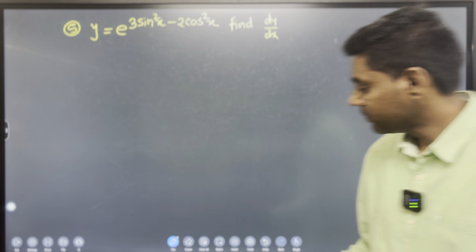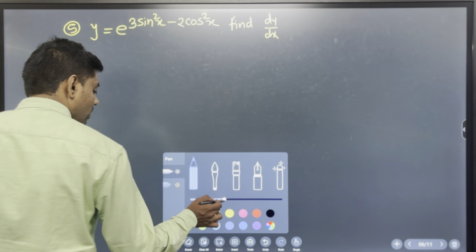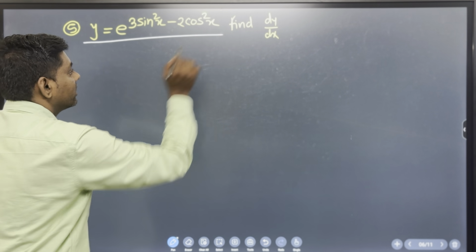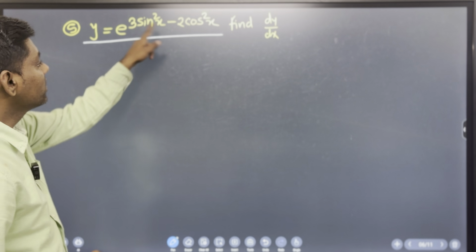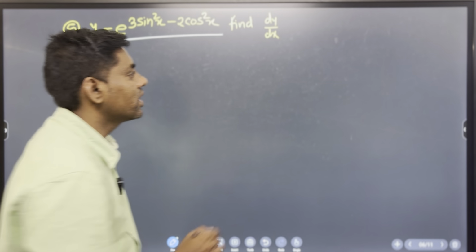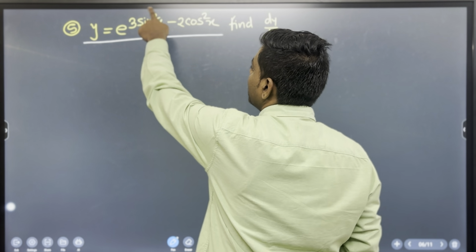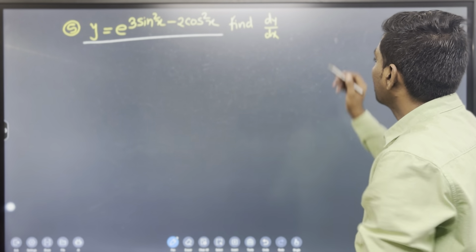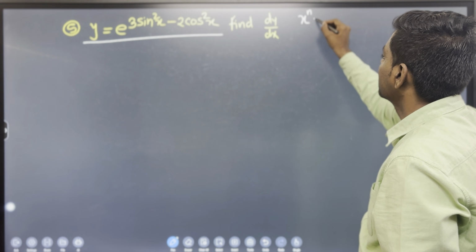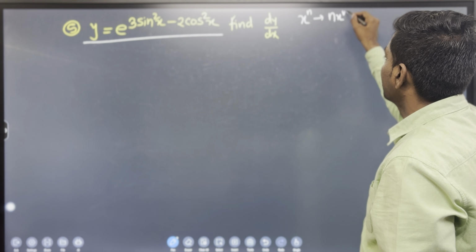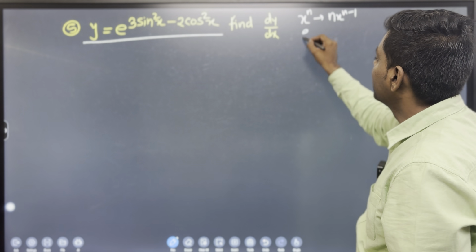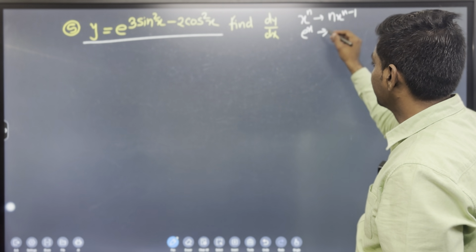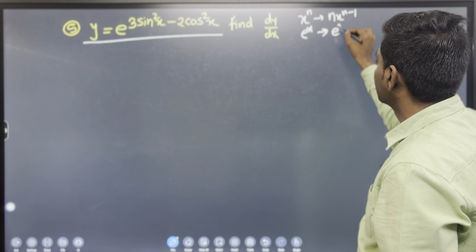The next example: y is given as e raised to 3 sine square x minus 2 cos square x. There are three kinds of functions given. Here sine square and cos square are there, so definitely it is a function raised to a constant. The first formula is x raised to n, whose derivative is n into x raised to n minus 1. The second formula is the derivative of e raised to x, so we write down the derivative here: that is e raised to x.